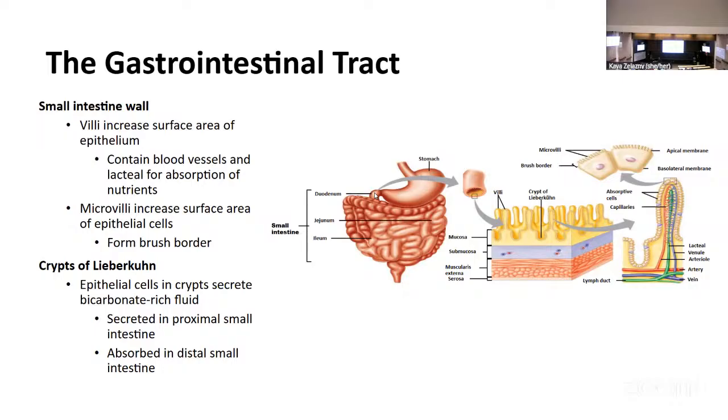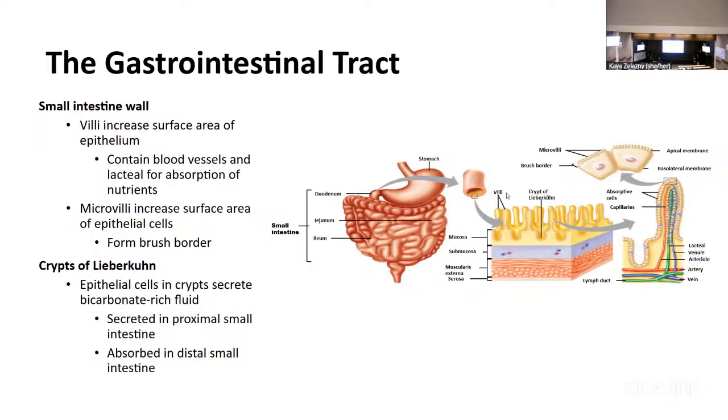So we're taking a little chunk here and looking at those cell layers. So we can see our mucosa, our submucosa, our muscularis externa, and our serosa here. Okay. And what we're going to notice when we look at this first layer, this innermost layer, the mucosa, right, we can see these big projections. Okay. So these big projections are called villi.